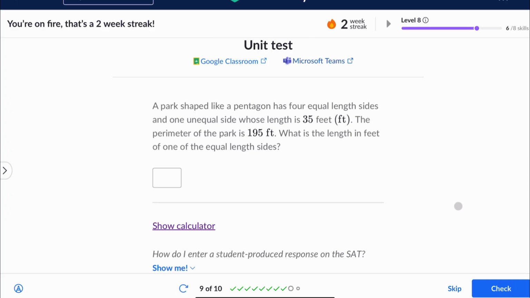A park shaped like a pentagon has 4 equal length sides and 1 unequal side whose length is 35 feet. The perimeter of the park is 195 feet. What is the length in feet of one of the equal length sides?